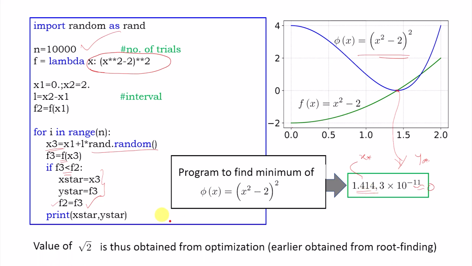So therefore, you now see a new method of finding the value of root 2 using an optimization technique and a very simple numerical technique for optimization. Earlier you obtained it from root finding using Newton-Raphson and bisection type methods. But now you can see that without going through that, this is actually a much simpler technique to find the root.